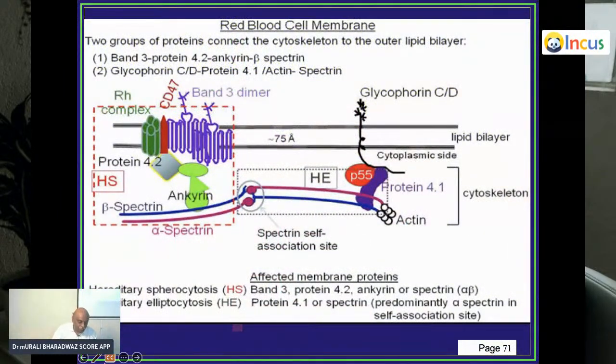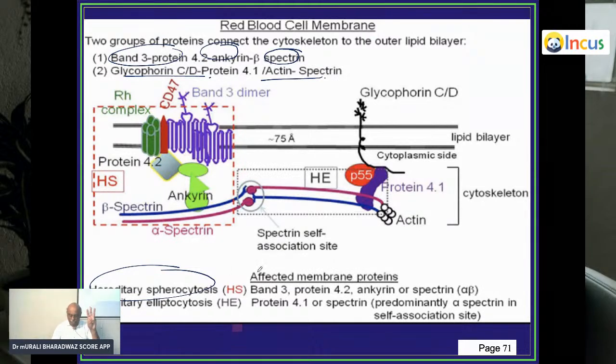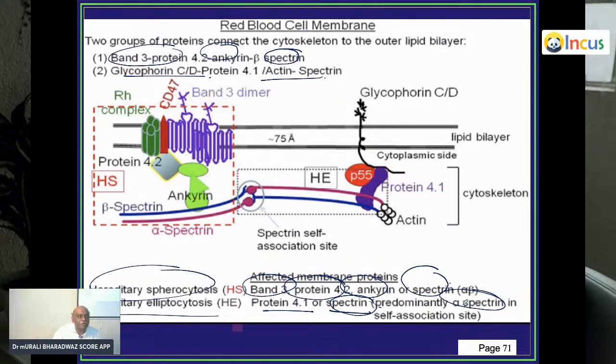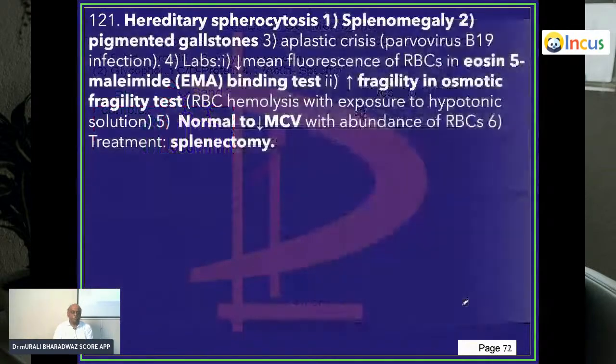So doctor, you need to know that if you look at the RBC membrane, you have band 3 protein, ankyrin, spectrin, then glycophorin, C and D protein, and actin and spectrin. So hereditary spherocytosis means defects in these proteins: band 3, protein 4.2, ankyrin, spectrin. Whereas hereditary elliptocytosis means protein 4.1 or spectrin, predominantly alpha spectrin. That is the major difference between the two.